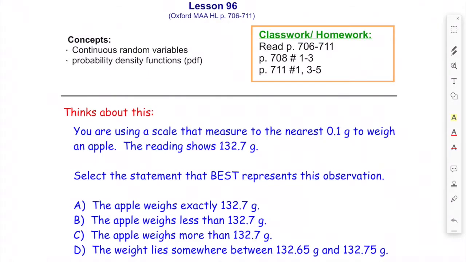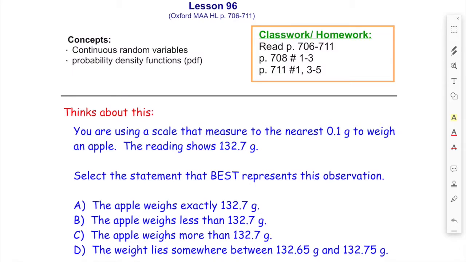Lesson 96. To begin, I would like you to take some time to think about this. You are using a scale that measures to the nearest 0.1 grams to weigh an apple. The reading shows 132.7 grams. Select the statement that best represents this observation.